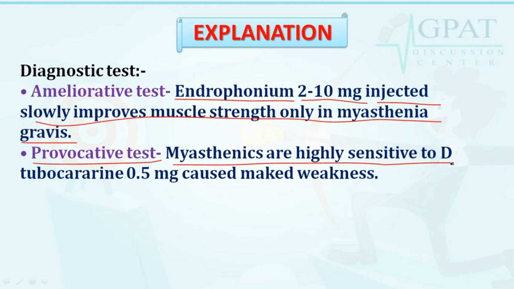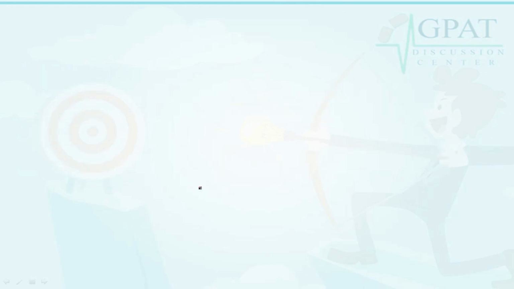myasthenics are highly sensitive to curare. Means in the ameliorative test, edrophonium is used, while in the provocative test, curare is used in the dose of 0.5 mg. Okay. Next, question number 3.